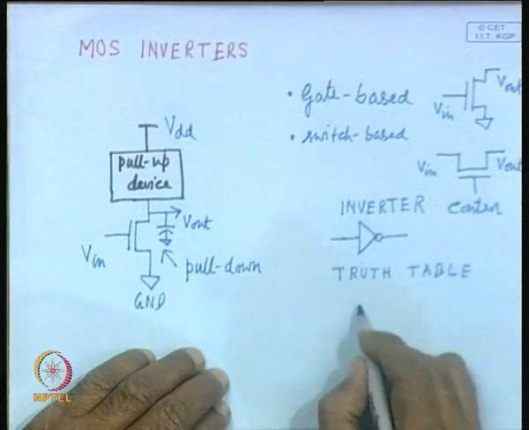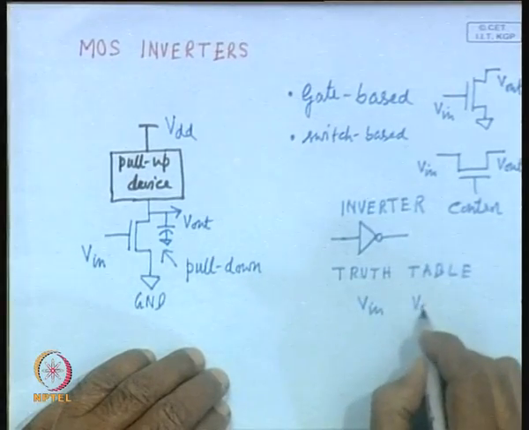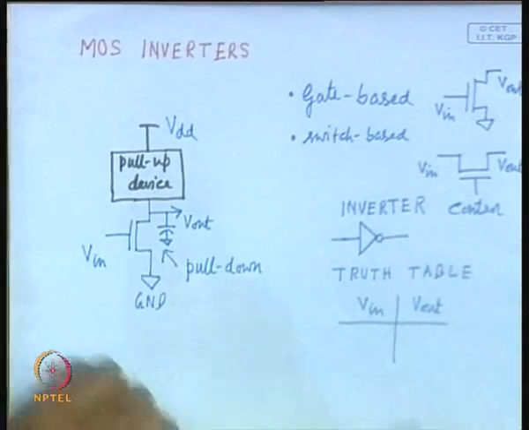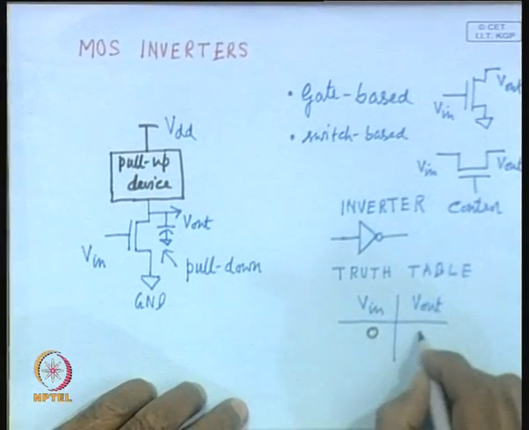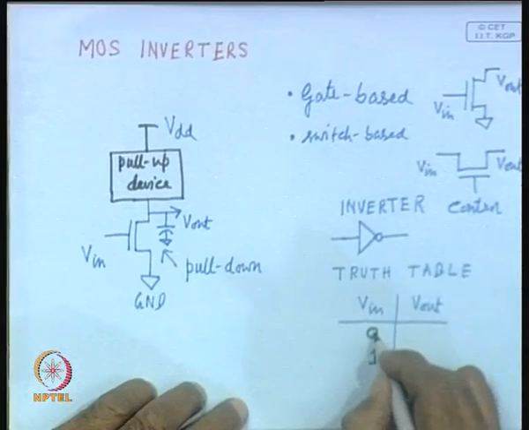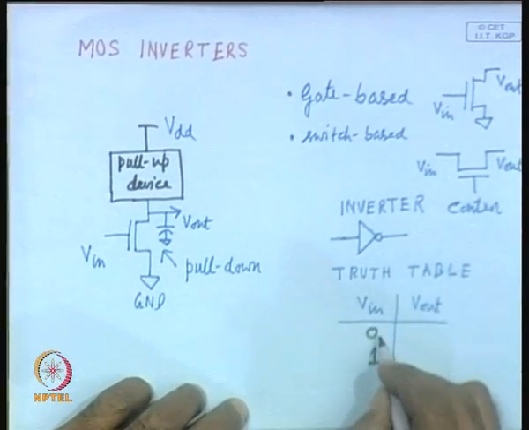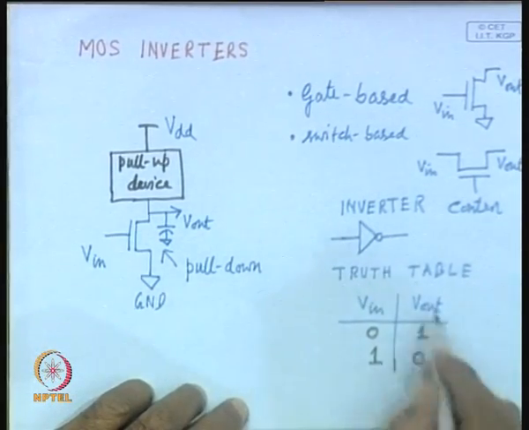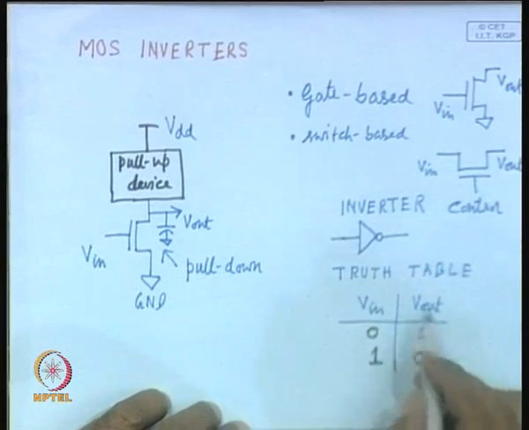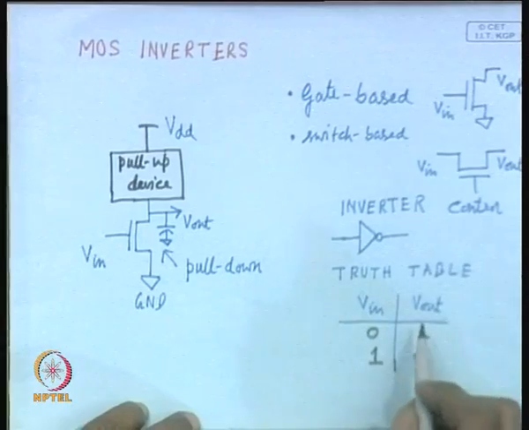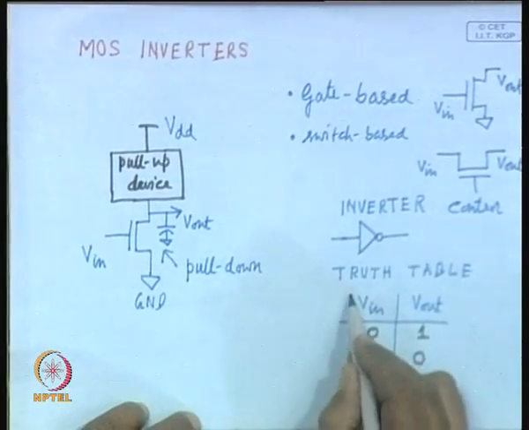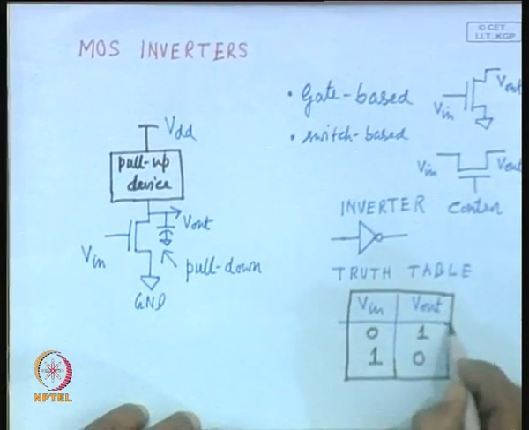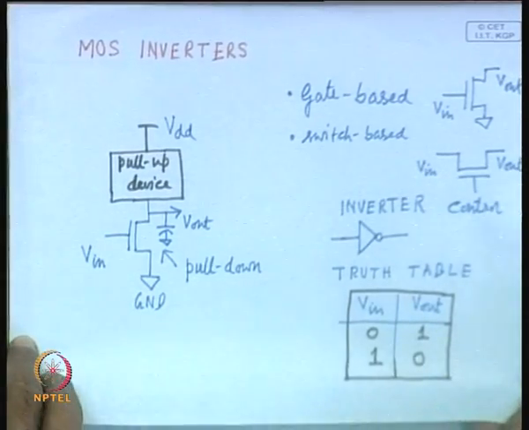So, in the truth table there will be two columns, one for V input, another for V output, and you have got two possible inputs that you can apply. One is your 0, another is 1, and when you apply 0, since this is an inverter, it inverts the input. So, output will be 1, and when the input is 1, output will be 0. So, this is a very simple circuit, but it is the most fundamental building block of digital circuits. So, with the help of this truth table, you can represent the function of a MOS inverter or any kind of inverter, because it is not only the MOS inverter, you can represent the function of any inverter. Okay.